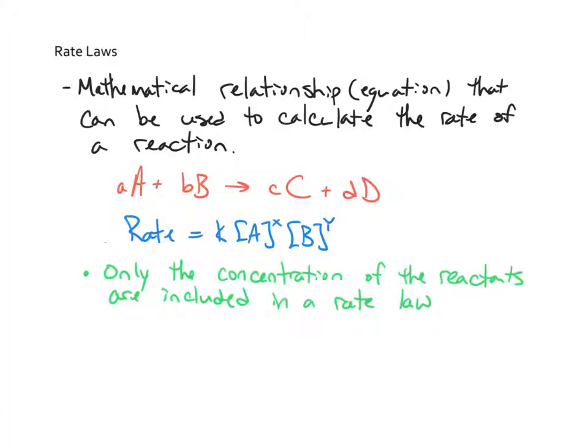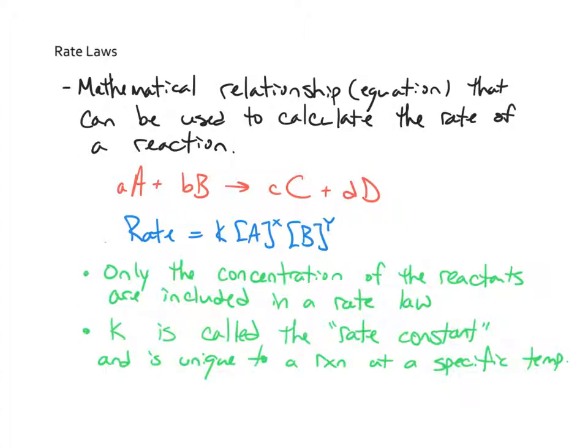First, only the concentration of the reactants are included in the rate law. As you can see, the concentration of A and B, from this general form of the reaction, were used to determine this rate law. k is called the rate constant, and the rate constant is unique to a reaction at a specific temperature. So no two reactions have the same k constant.